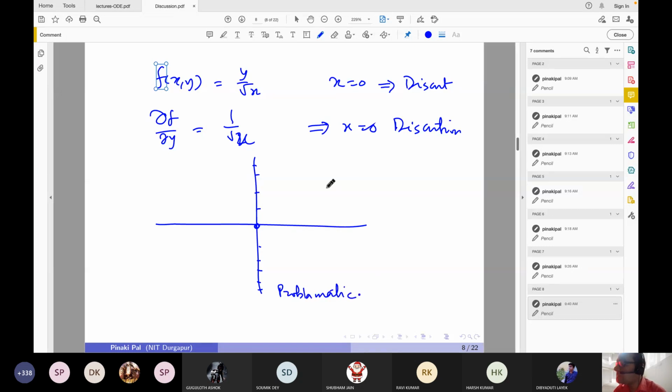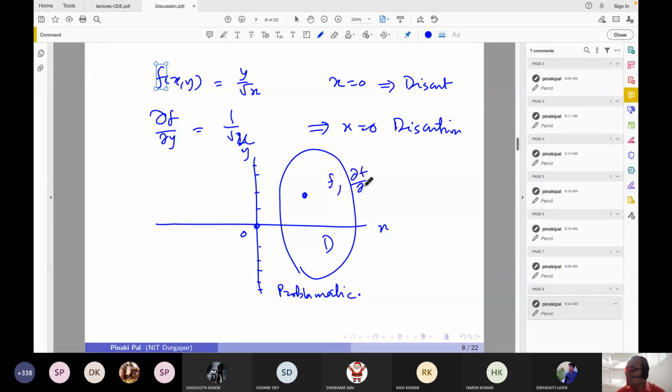And the point of concern is (1, 2). This is your x-axis, y-axis. This is the point (1, 2). So if you take your domain excluding this region, excluding this y-axis, suppose you take a domain something like this, in this domain there is absolutely no problem. So f as well as del f by del y, both are continuous.